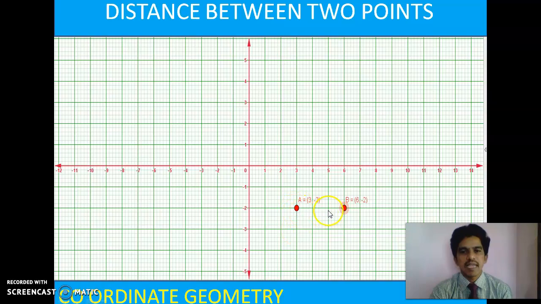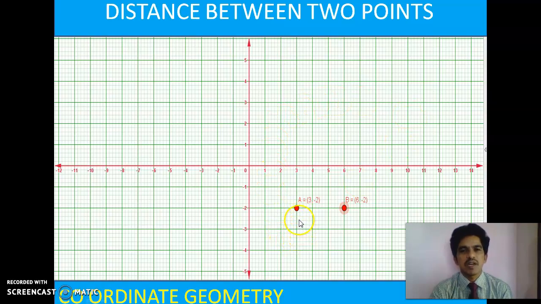Now you look at A and B. If you join them, you will have a line segment which is parallel to the x-axis. In the first example, we have taken both the points on the x-axis. In that case, the distance between the 2 points is actually the difference of the x coordinates because the y coordinates are 0. Now we'll apply the same concept here.